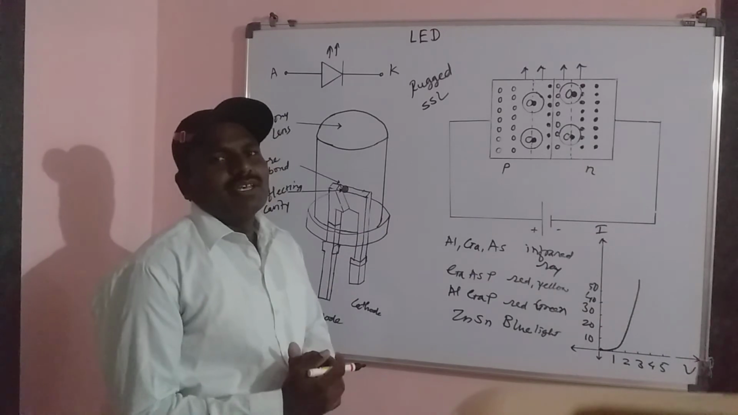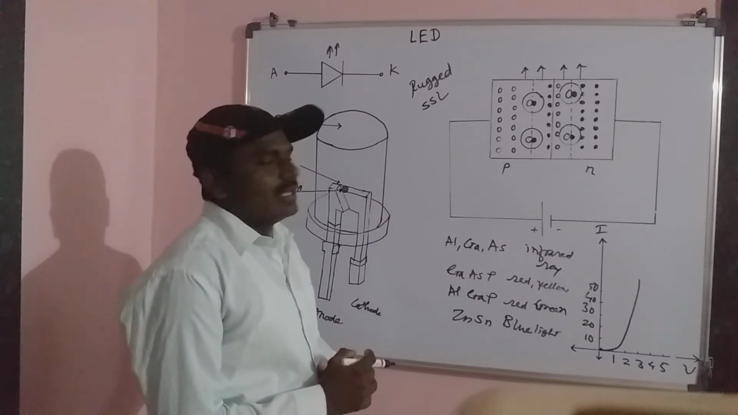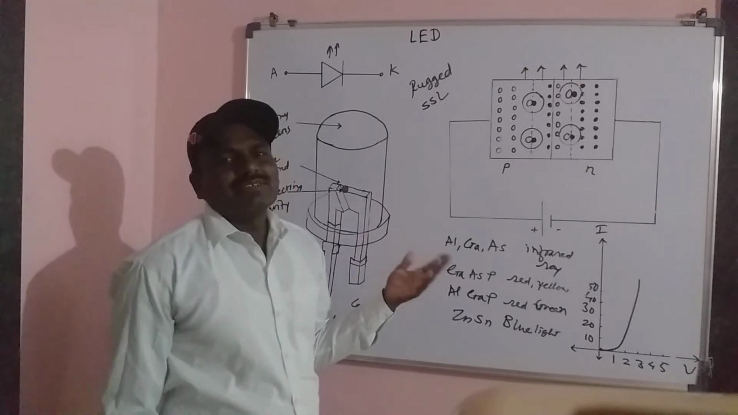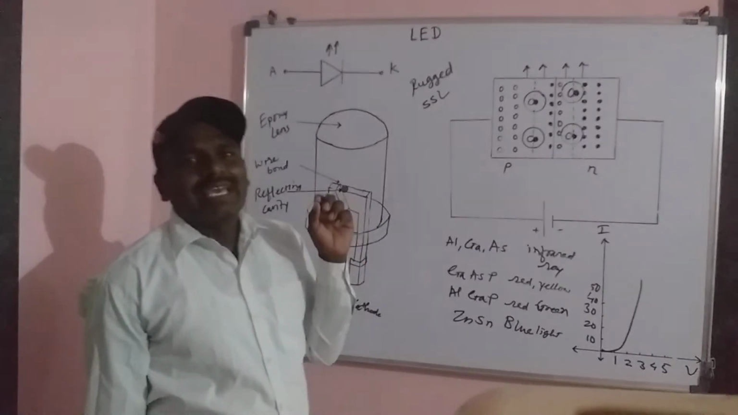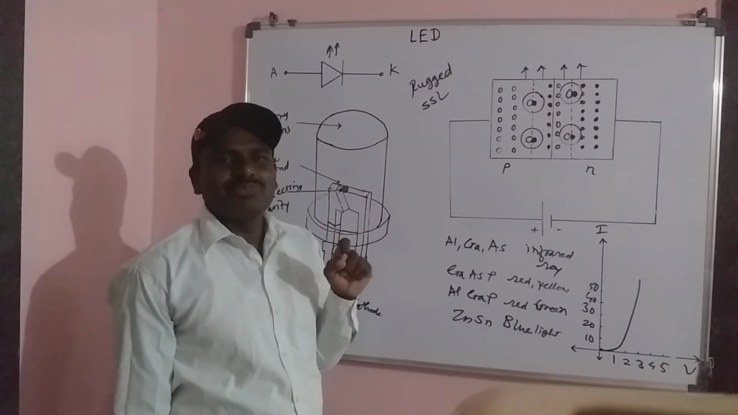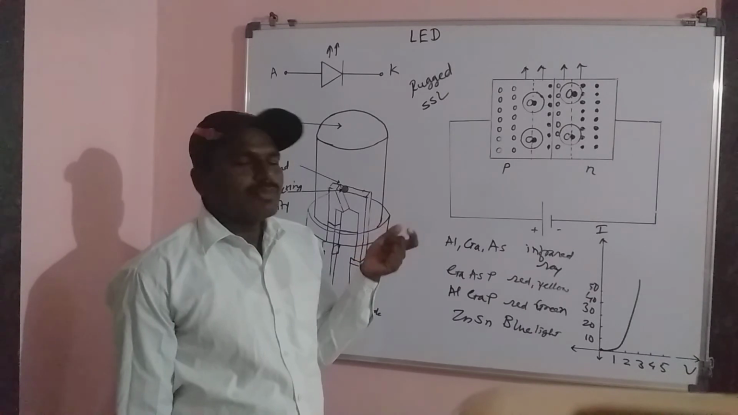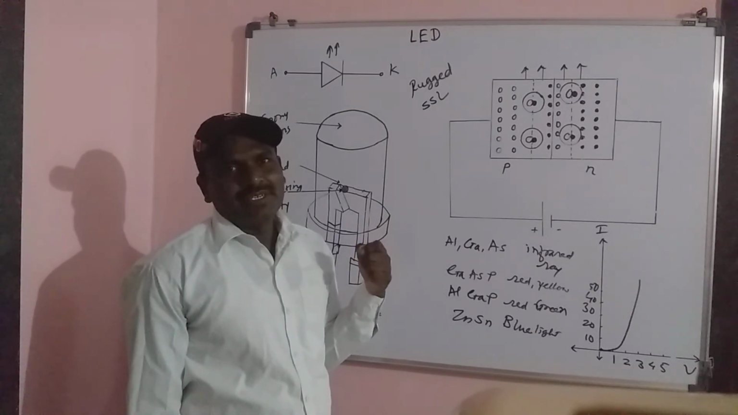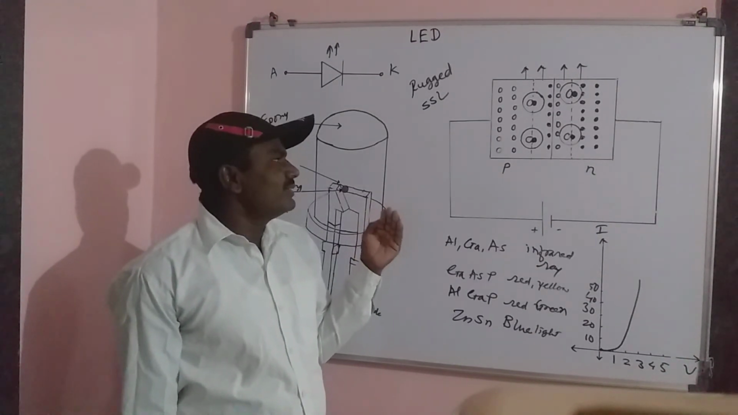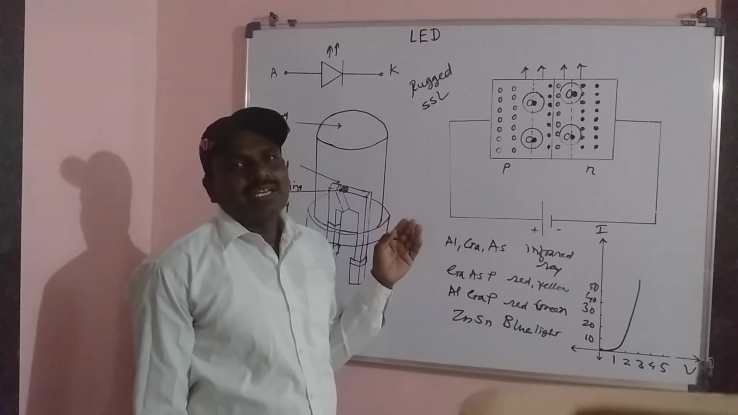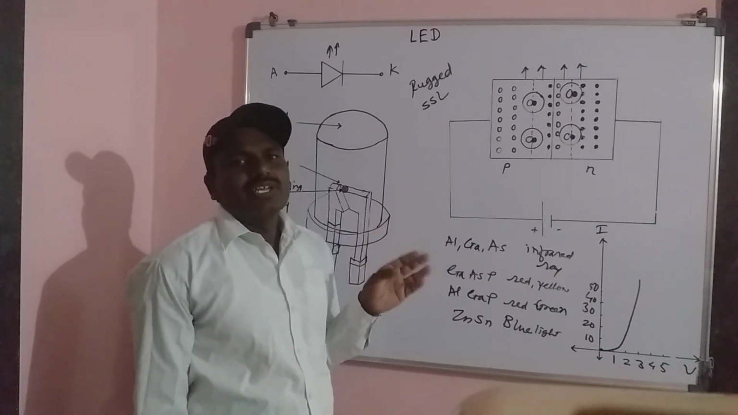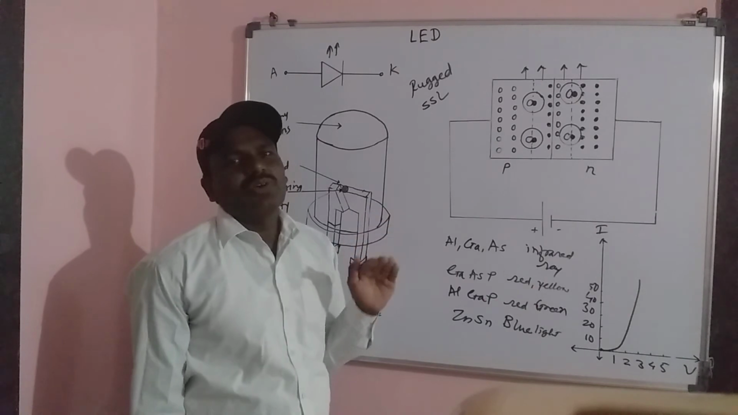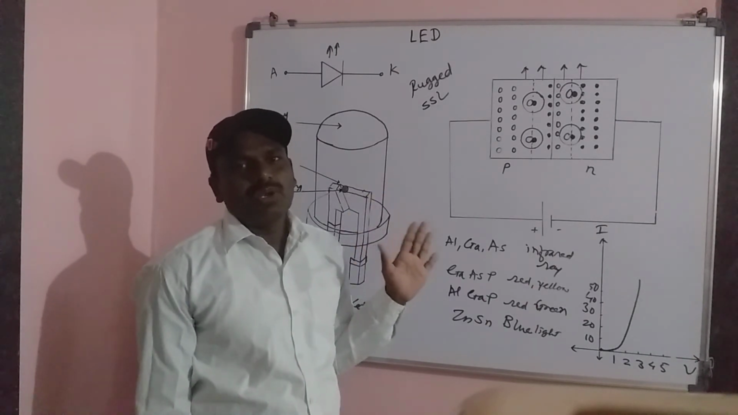Now we can see these are the advantages. Now here we can see the disadvantages. Hazardous blue light is used. Hazardous means a dangerous light. Blue light is a dangerous light. Again, the other disadvantages are temperature dependence, voltage sensitivity and high initial cost. These are the disadvantages of an LED.